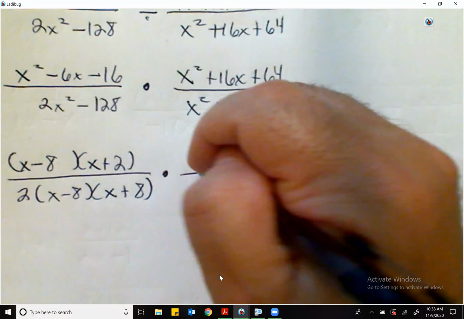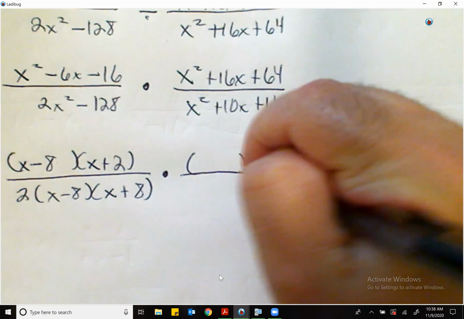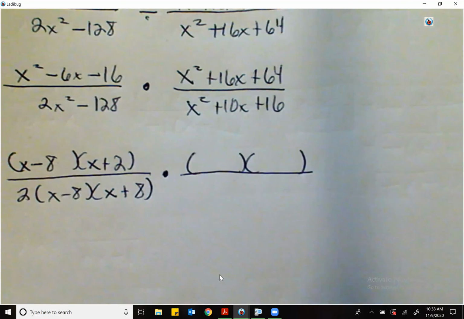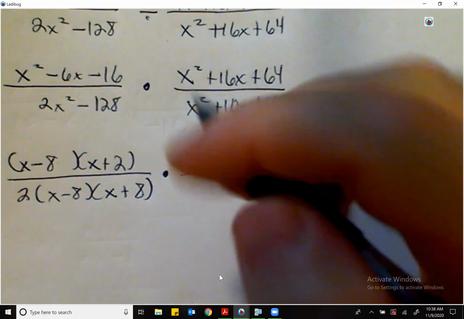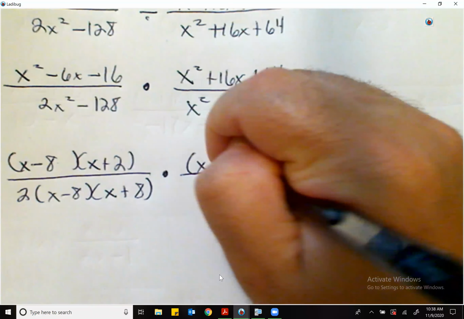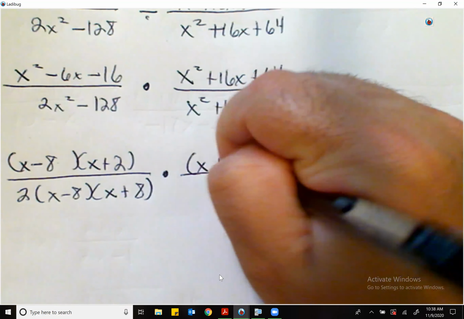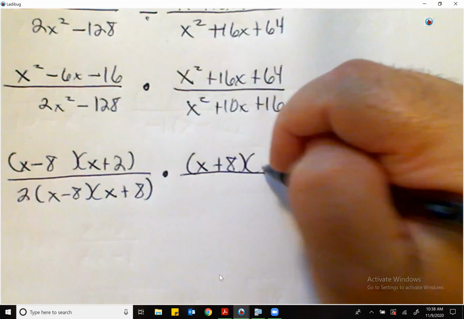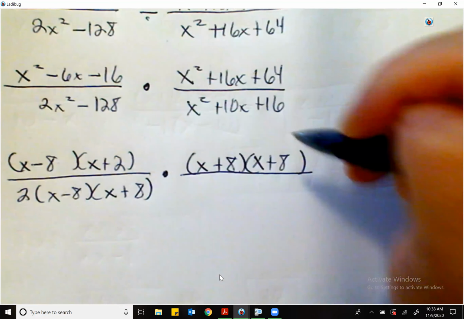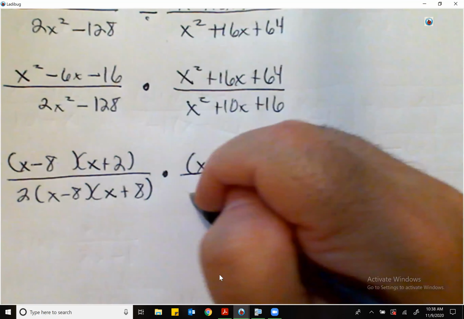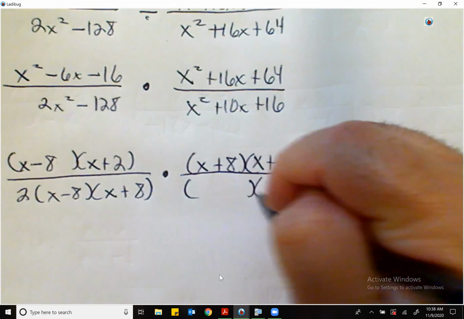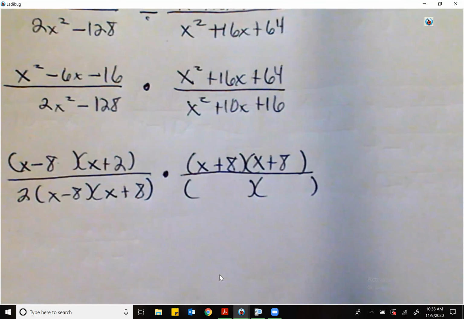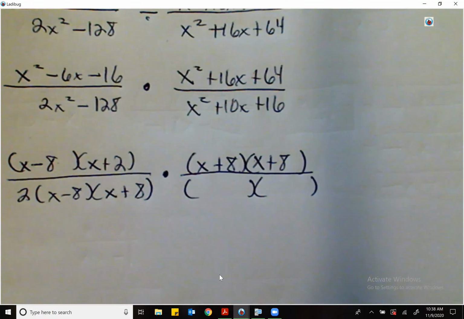(x plus 8)(x plus 8). There you go. Both of them are x plus 8. And in the denominator, how does x squared plus 10x plus 16 factor? (x plus 8) x, (x plus 2)... There you go. All right, now that everything is factored, what do we do?